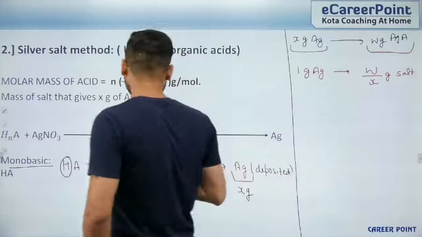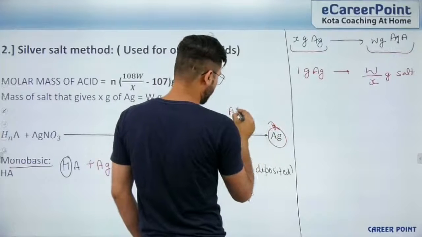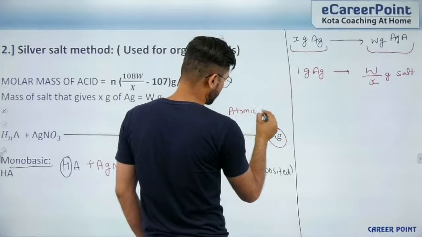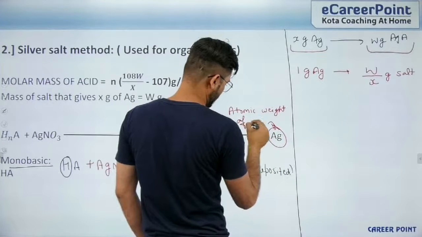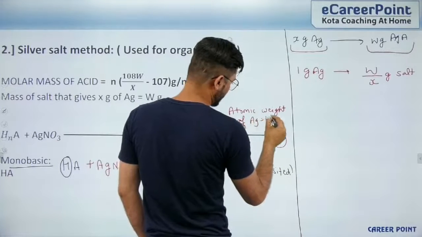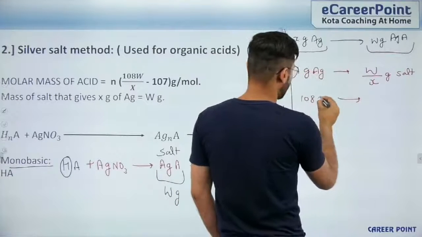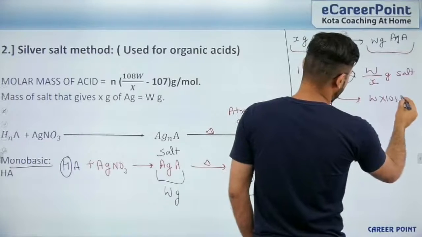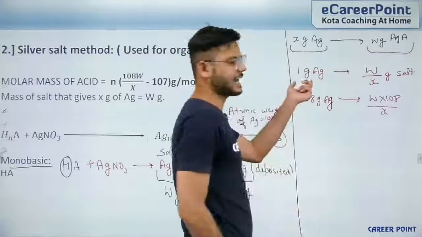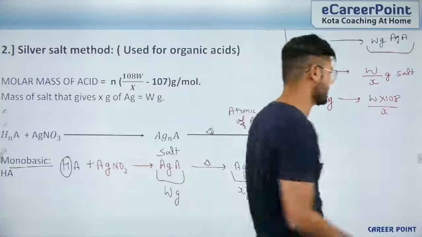Now, what is the atomic weight of Ag? Atomic weight of Ag is 108. So 108 gram Ag will be deposited by W into 108 upon X gram of salt, because 1 gram of silver is deposited by W upon X gram. So it is multiplied by 108.